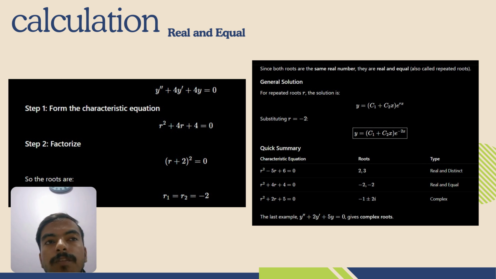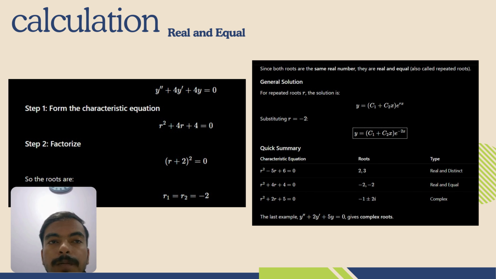Today I want to explain about the calculation of real and equal roots questions. First of all, the question given is y double prime plus 4y single prime plus 4y equals to 0. The first step is we must do the characteristic equation. As we can see, the y double prime we just conclude like r power of 2, and plus the 4y prime we just put 4r, and plus the 4y we just change to 4, and the 0.